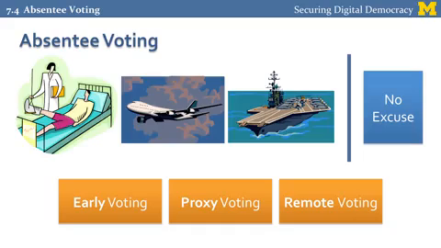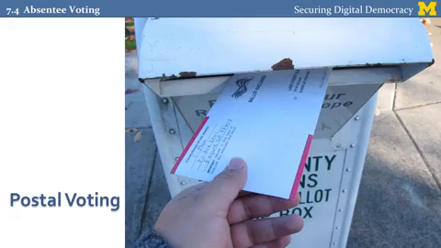Finally, there's a third class, and this is probably the most common, and this is called remote voting. Remote voting takes many different forms, but the one that most of us know best is postal voting, or vote by mail. Vote by mail means that you're going to receive a ballot, probably in the mail, addressed to your registered address. You fill it out at home and either mail it back or drop it off.